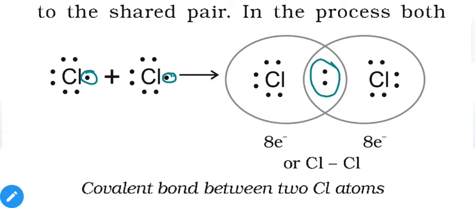It is just like a business partnership. When two or more persons don't have enough money to run a business, they partner up with each other to run a common business. The same thing is happening here. Two chlorines do not have enough electrons to fulfill their octets, so they share their electrons, and now both of them have enough electrons to complete their octets.